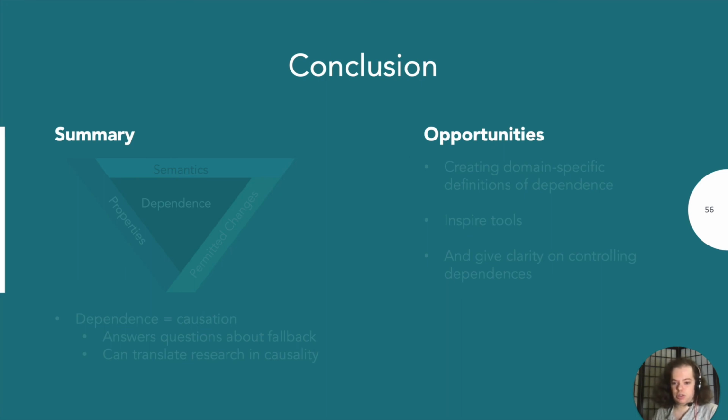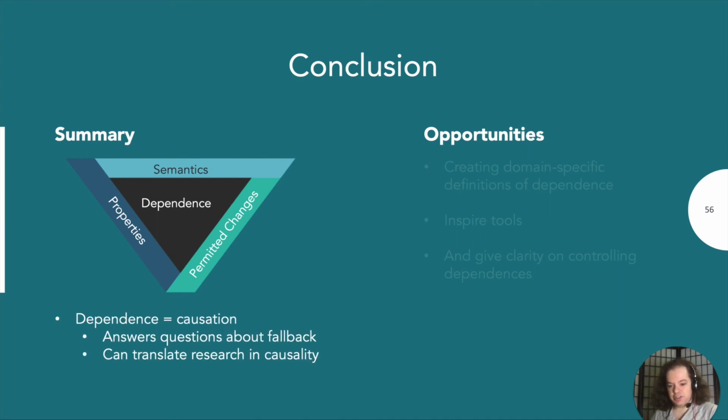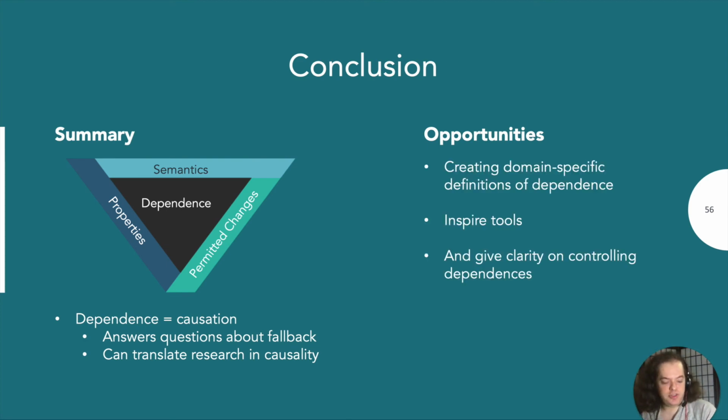So in conclusion, never ask if A depends on B. You have to specify this choice of semantics, what kind of execution model, what property, and what changes are under consideration. And we have insights that dependence, same thing as causation, lets us figure out these questions about fallback and translate a lot of research over from the causal inference world. And in the future, we hope this work can help people apply our ideas about dependence to specific domains, create specific definitions of dependence, some of which can be automatically checked by tools, and overall give developers clarity on how to control dependencies.